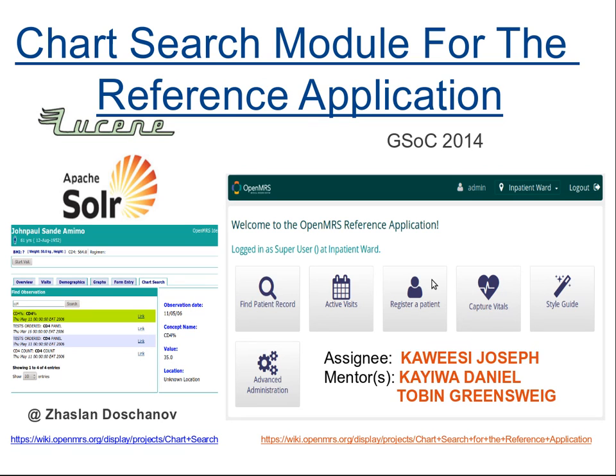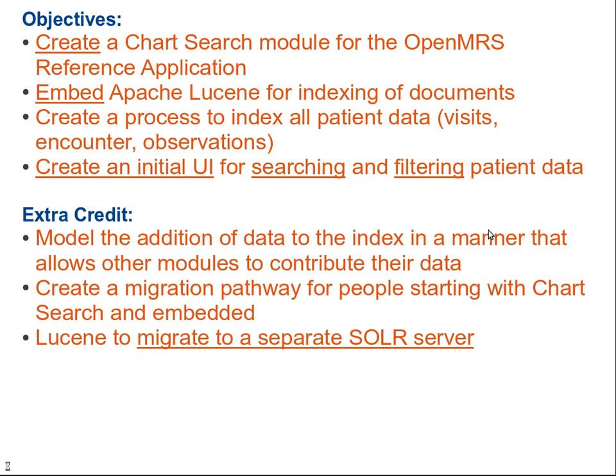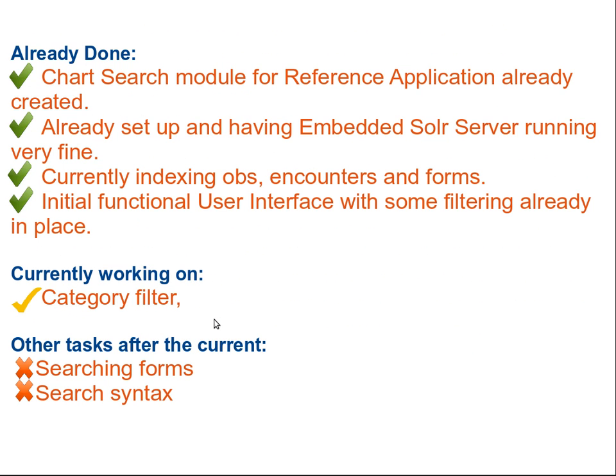And the aim of this project was to pick whatever was in place and then implement a module that works with the reference application. The main objective was to create a chat search module for the OpenMRS reference application, and embed Apache Lucene for indexing of documents, then create a process to index all patient data, create an initial user interface for searching and filtering patient data, migrate to a separate Solr server, among other objectives.